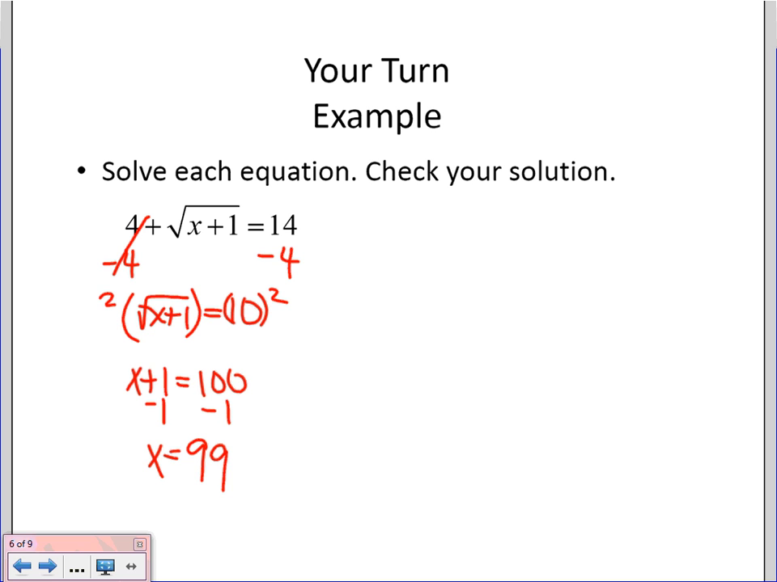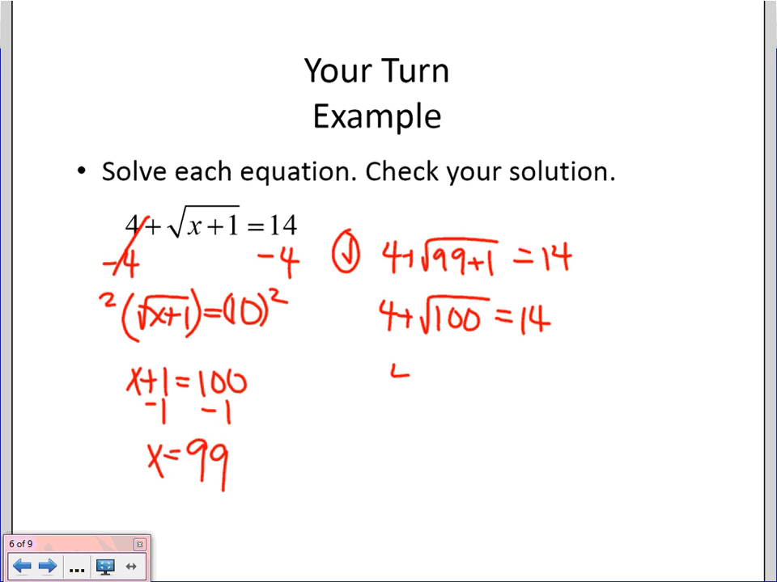So we want to check this. We come over here and we say 4 plus the square root of 99 plus 1 equals 14. Keep on checking. Square root of 100 equals 10. 4 plus 10 equals 14, and 14 equals 14. Boom. Great job.